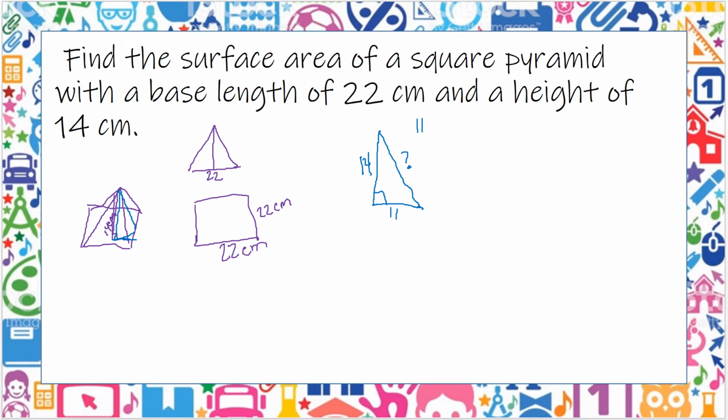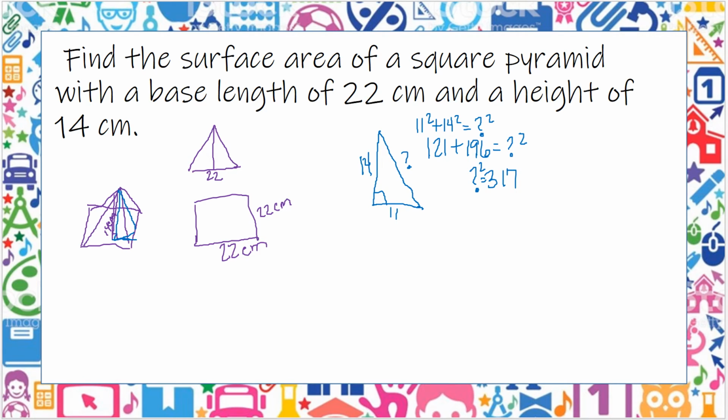So we've got 11 squared plus 14 squared equals something else squared. So 11 squared is 121. 14 squared is 196. Then we add those together and we get 317.